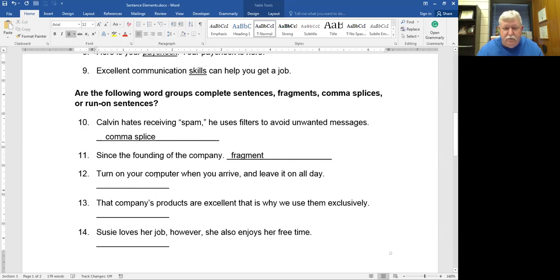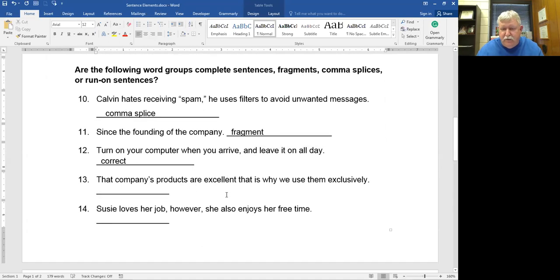"Turn on your computer when you arrive and leave it on all day." Okay, this is a good sentence, a good independent clause. "Leave it on all day." You leave it on all day. That's a good sentence. And they've joined those two independent clauses with a comma and a conjunction. This is the correct way to join two independent clauses together.